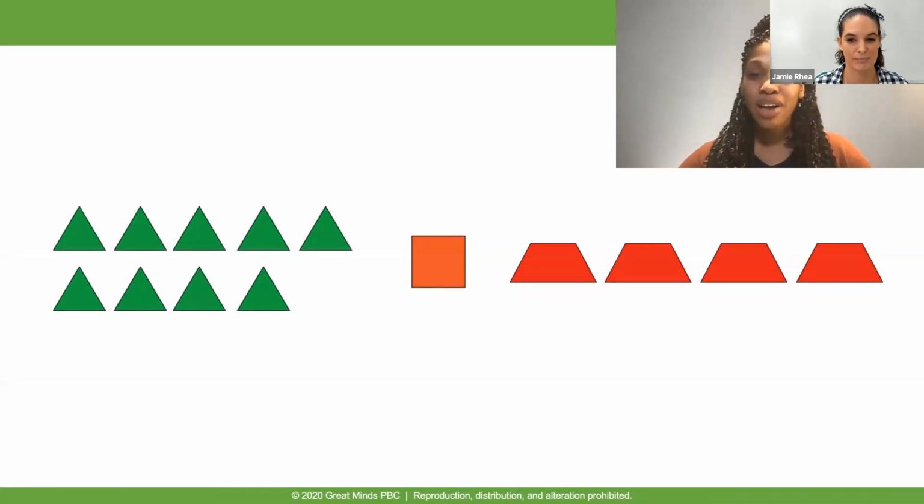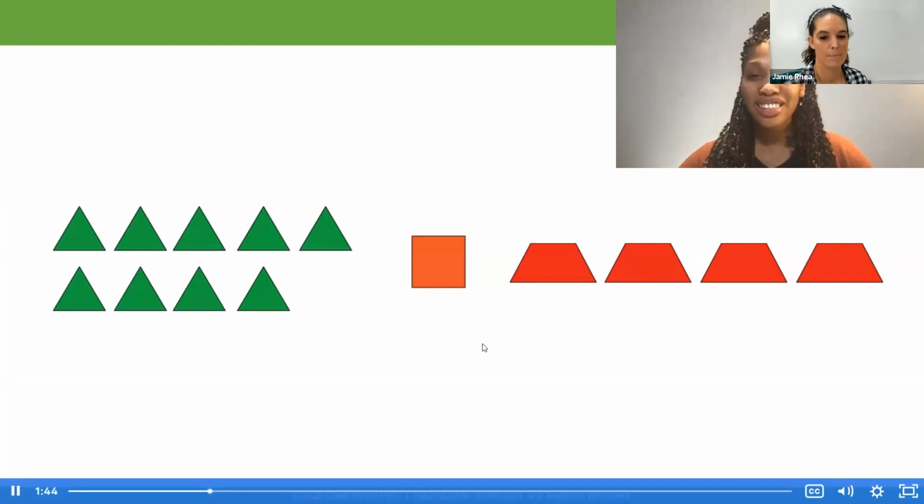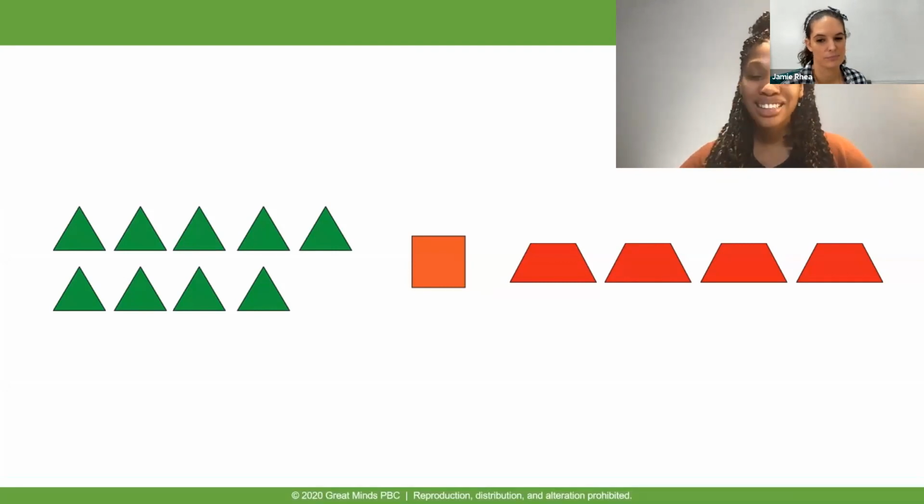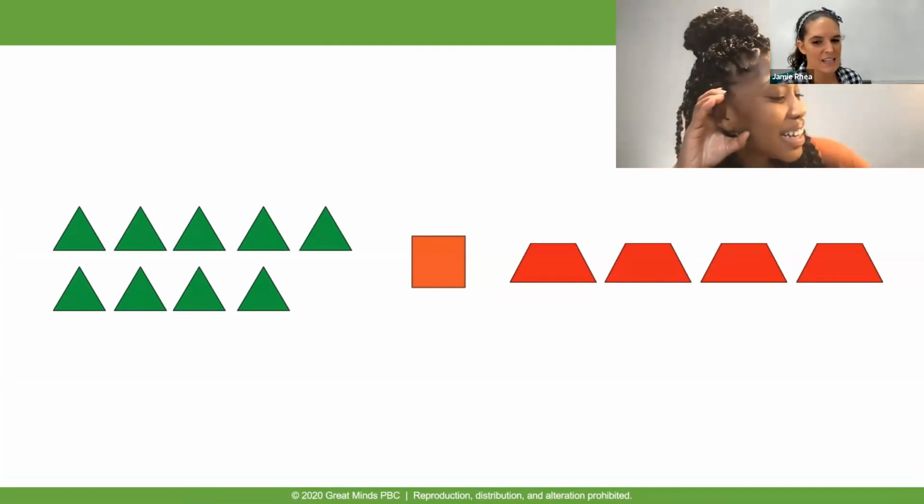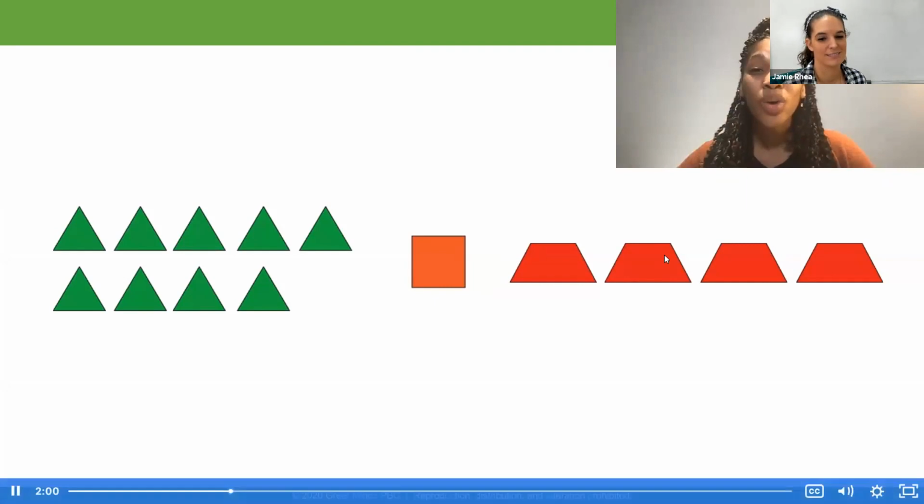We need to figure out how many there are all together. We know that we have 9 triangle blocks. How many square blocks do we have? Show me with your fingers. I see 1 square block. Yes, we have 1 square block. How many trapezoid blocks do we have? Whisper it to me. I see 4. Yes, we have 4 trapezoid blocks.